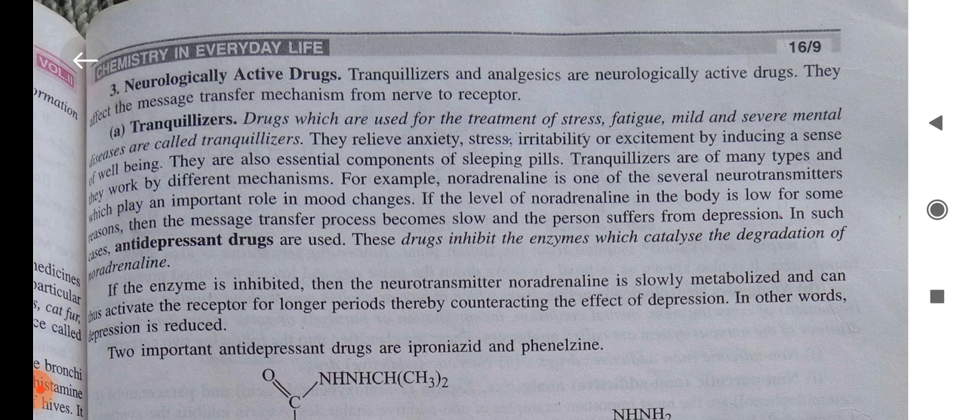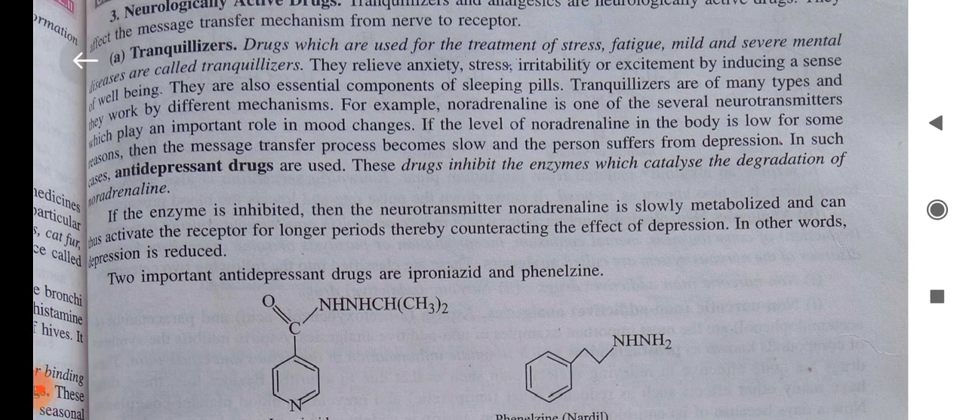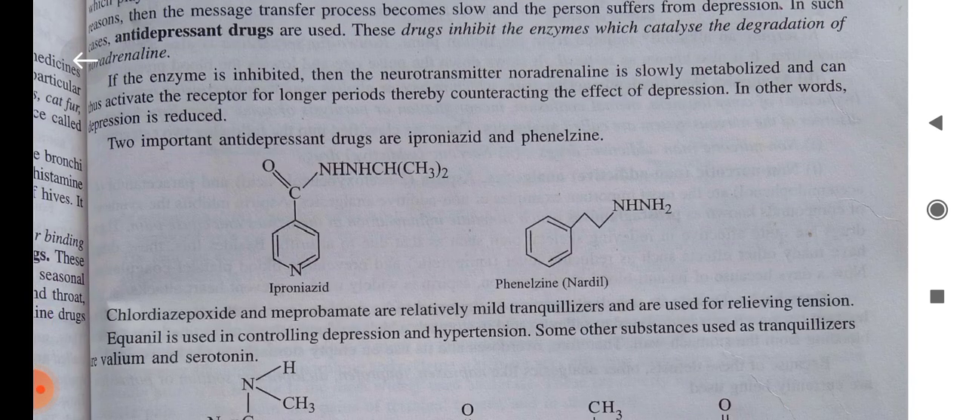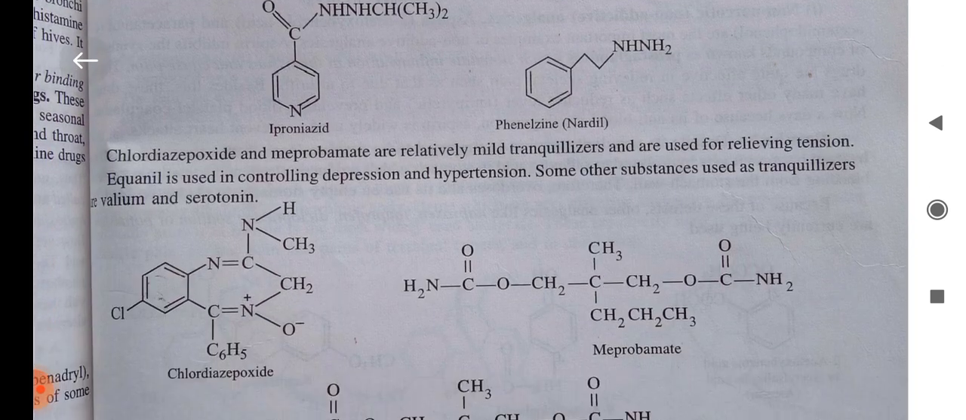These drugs inhibit the enzyme which catalyzes the degradation of noradrenaline. If the enzyme is inhibited, then the neurotransmitter noradrenaline is slowly metabolized and can thus activate the receptor for longer periods, thereby counteracting the effect of depression. In other words, depression is reduced.